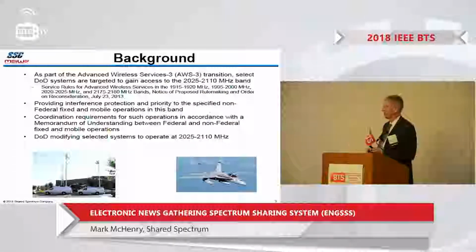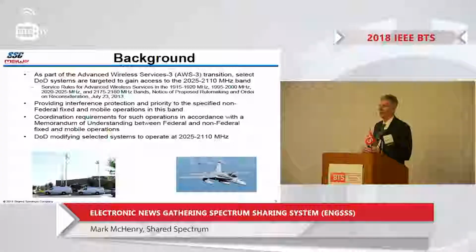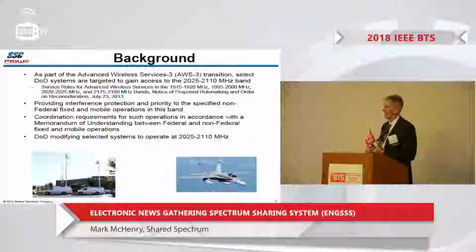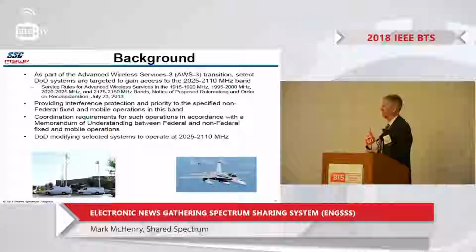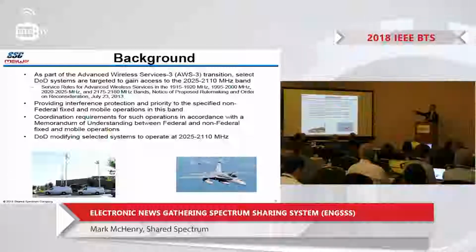So the background is, it was this great, gigantic spectrum auction, the AWS-3 auction, and I'm not sure exactly how it happened, but in the end, the outcome was DoD lost some spectrum in the auction, but they got the right to share the ENG band with you guys, the 2025 to 2110. And there's an FCC report and order or rules about how it's going to happen.